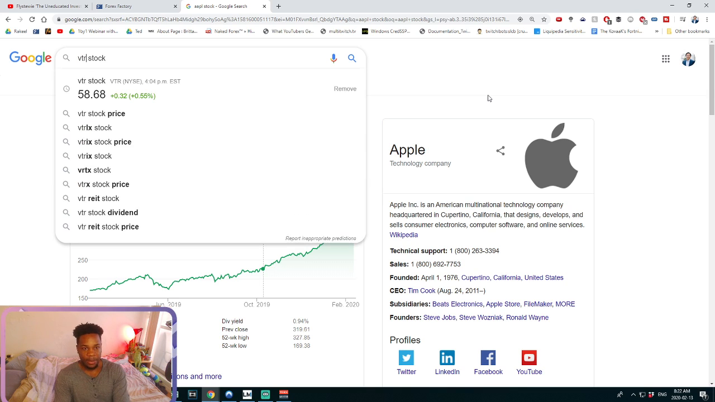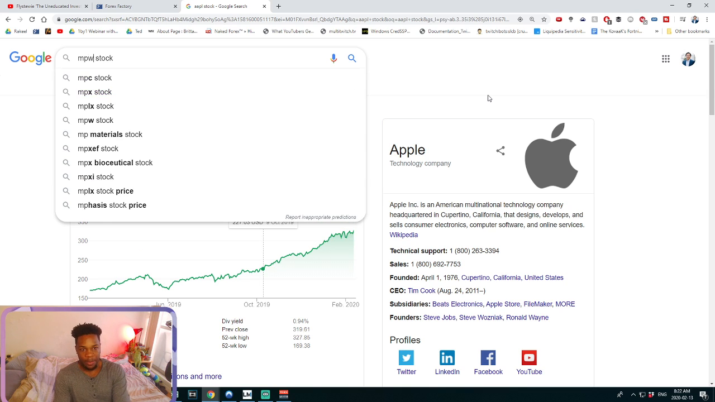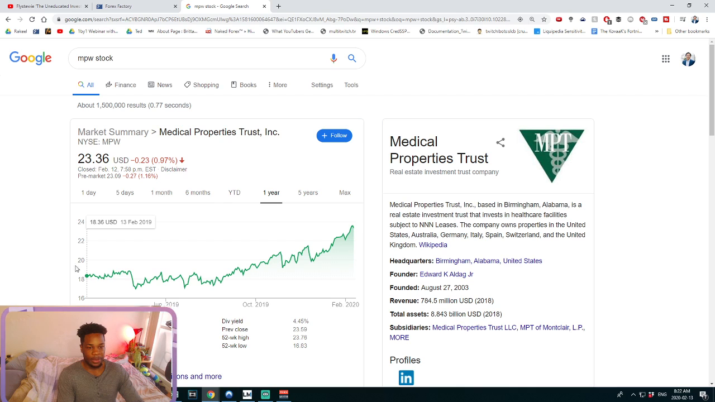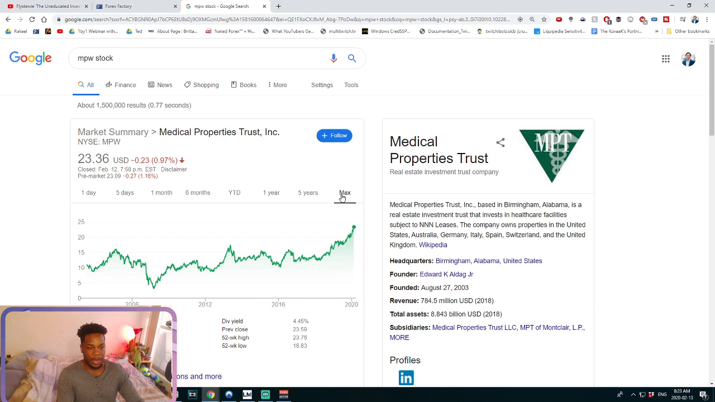So the company that I'm looking into is MPW. I've been investing in it a while. And the reason I like this company, if we look at the year chart, how much it has gone up in a year, quite a bit, is it pays a great dividend. It's always been stable for a long time. Of course, during the recession, all these companies got beat up, like any company. But it's been pretty stable.